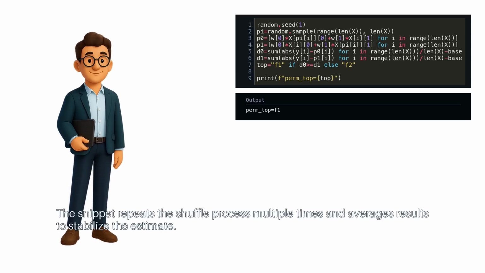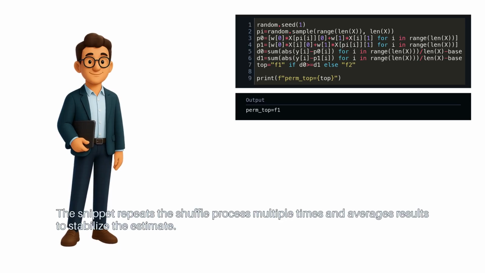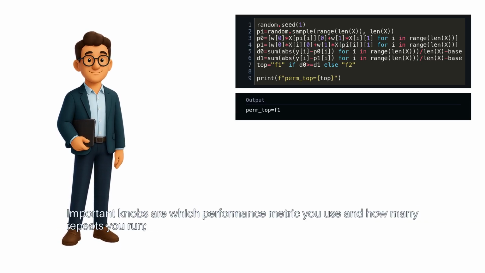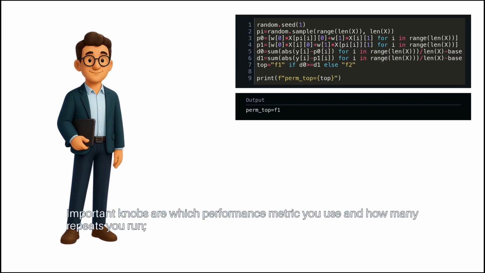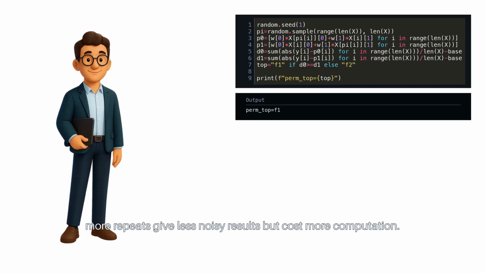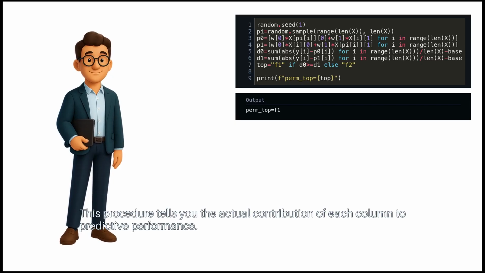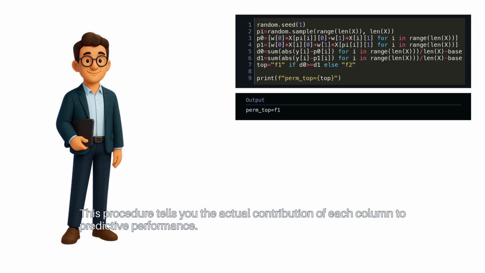The snippet repeats the shuffle process multiple times and averages results to stabilize the estimate. Important knobs are which performance metric you use and how many repeats you run. More repeats give less noisy results, but cost more computation. This procedure tells you the actual contribution of each column to predictive performance.